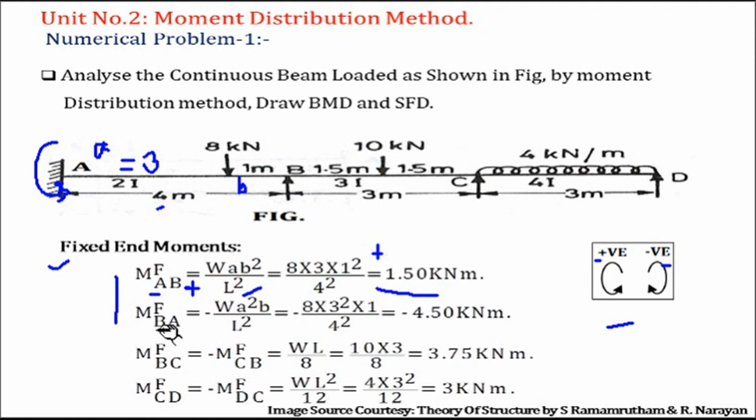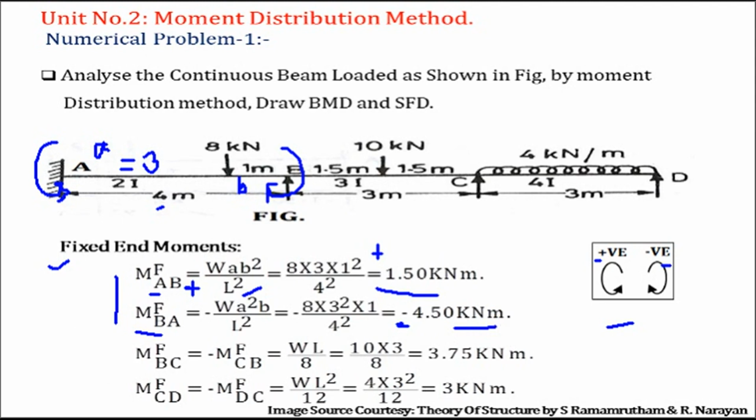Now fixed end moment for span AB at B, let's call it MFBA. So fixed end moment at B for span AB is clockwise, so the sign will be minus. Equation W a square b divided by L square, putting the value minus 8 into 3 square into 1 divided by 4 square, so it is equal to minus 4.50 kN/meter.